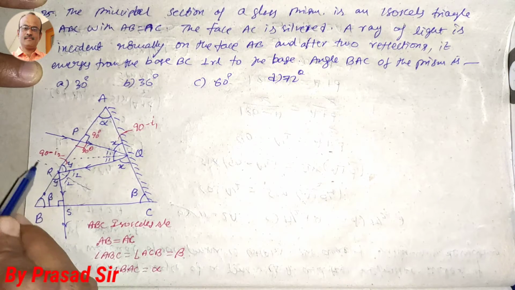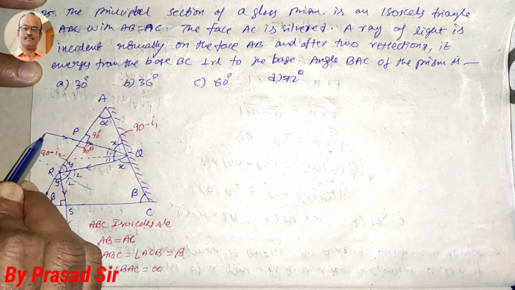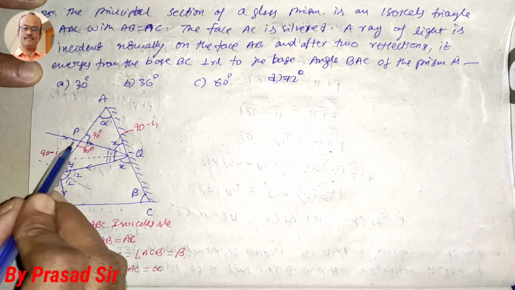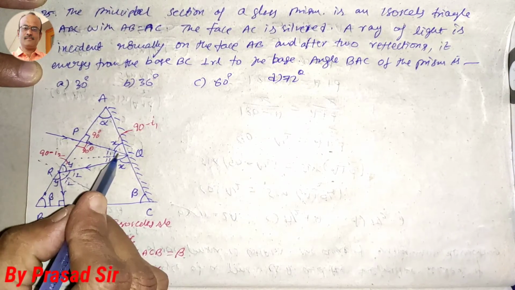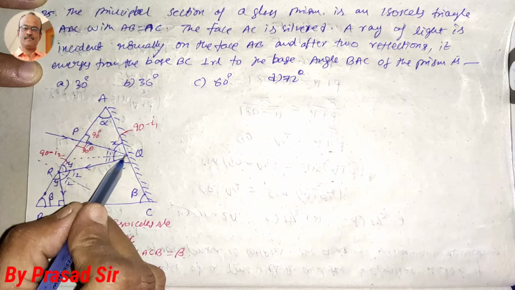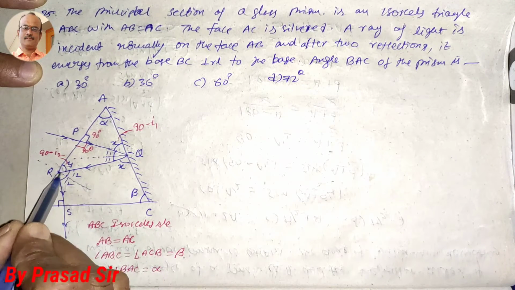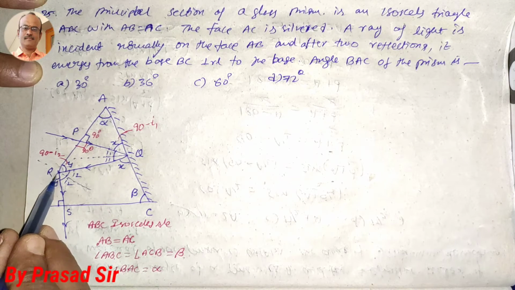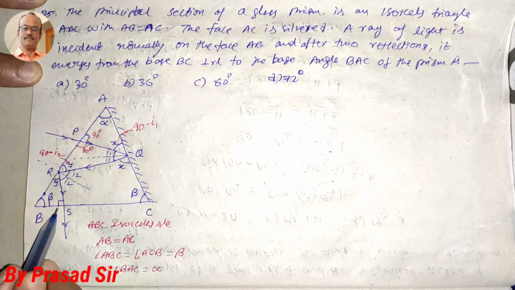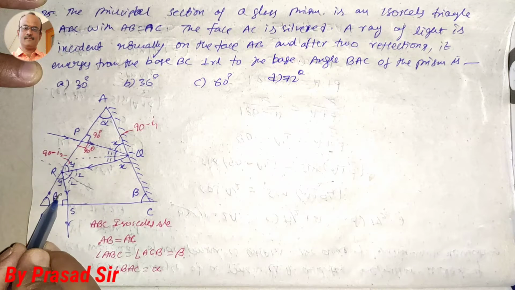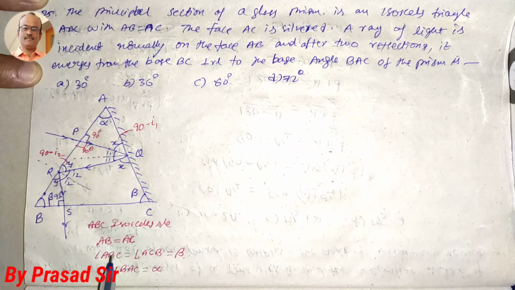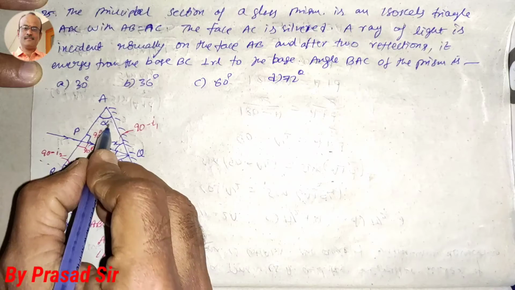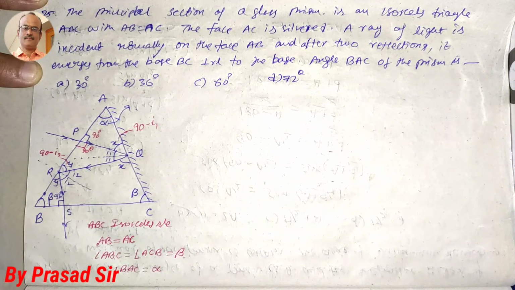So what is given here? A light ray falls perpendicular to one side and the other side is silvered. Then after the first reflection and second reflection, the light ray passes through the base, and that is perpendicular to the base. So which one do we want to calculate here? This alpha value we want to calculate. So how to calculate this alpha?